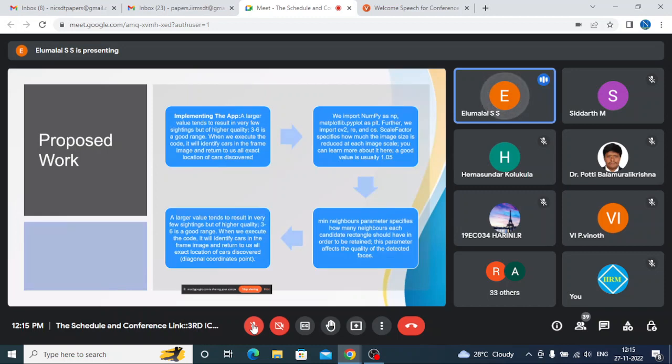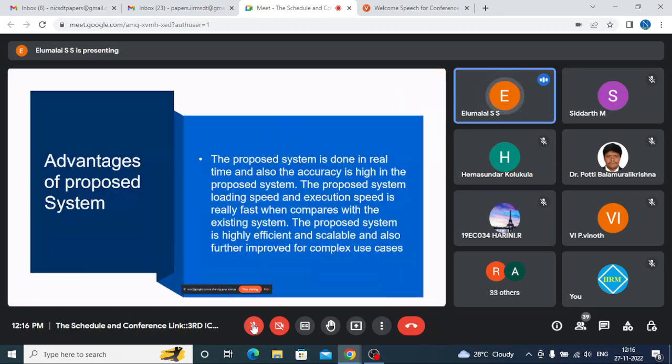The minimum neighbors parameter specifies how many neighbors each candidate rectangle should have in order to retain it and detect the faces. Advantages: the proposed system works in real time and accuracy is also high. The proposed system's loading speed and execution time are really fast when compared with the existing system. The proposed system is highly efficient, scalable, and can further improve complex use cases.